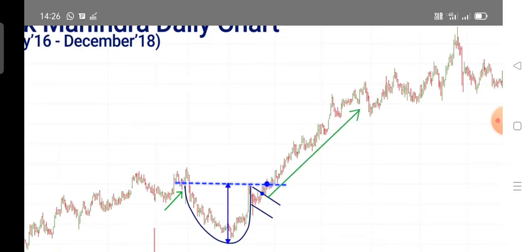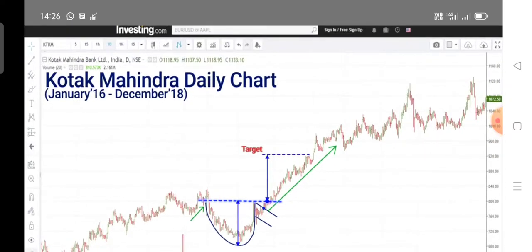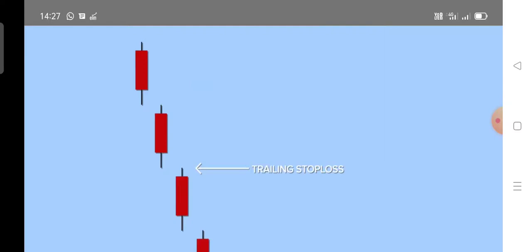The target for a cup and handle is, from this breakout point, the depth of the cup. If from the edge of the cup to the depth of the cup the distance is x, then from the breakout point the distance covered would be the potential target. And as you can see, the stock moved much higher than that. So instead of booking all the profit in a single go, someone can look at booking the profit in a staggered way and have a trailing stop loss here.